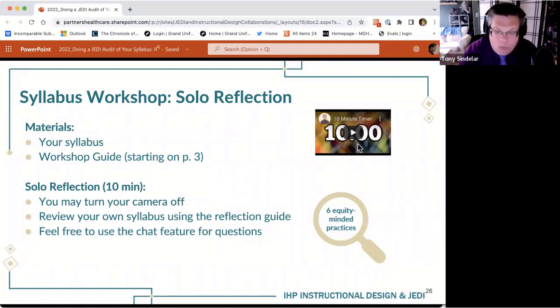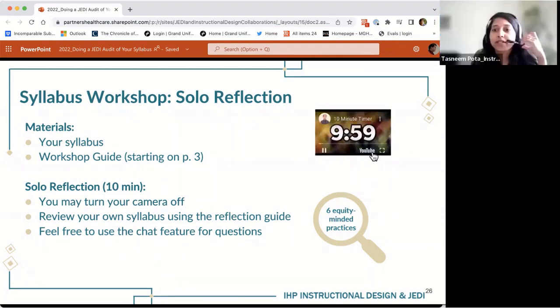We're then going to put you, toward the end of the 10 minutes or slightly less, into some small groups of 2 or 3 to discuss what you found with your own syllabi with some other instructors who are present here today, and get ideas for how you might improve your syllabus. So I'm just going to start the little timer here.